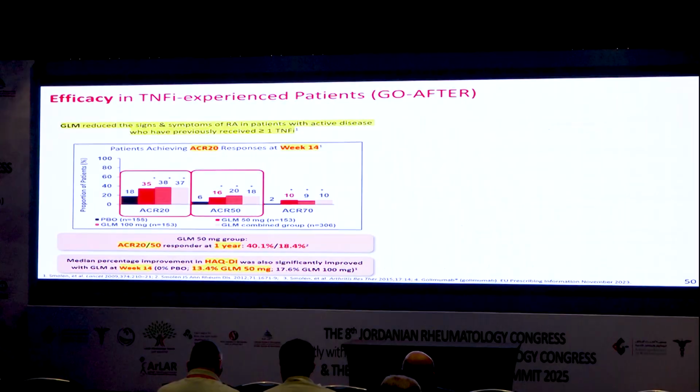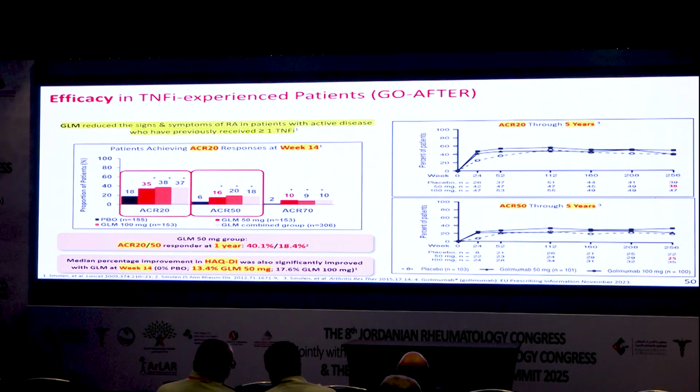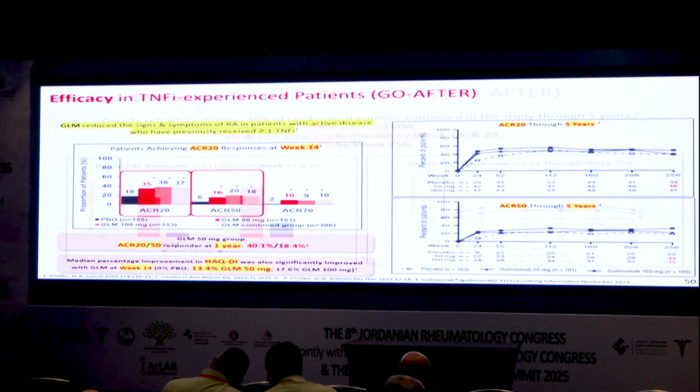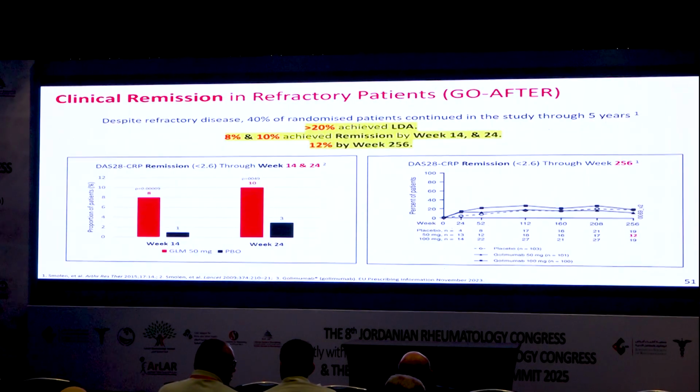Also, 38% of our patients reached the ACR 20 by the end of the 5 years, and 25% reached the ACR 50 by the 5 years. There is also clinical remission in these refractory patients. About 8% and 10% achieved remission by week 14 and 12% by week 256. And more than 20% achieved low disease activity.